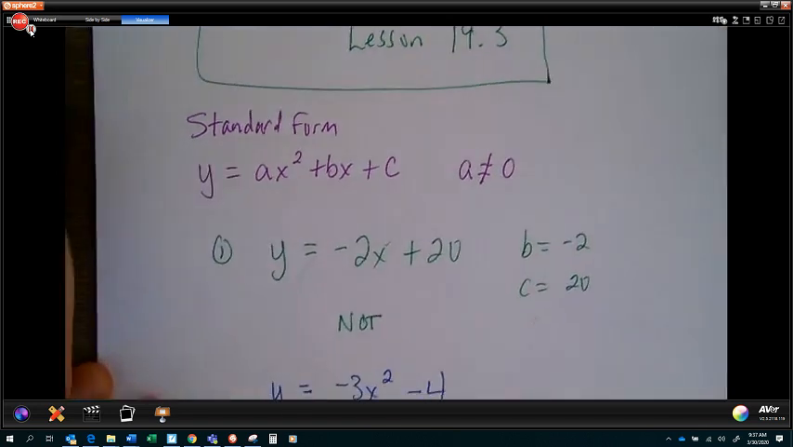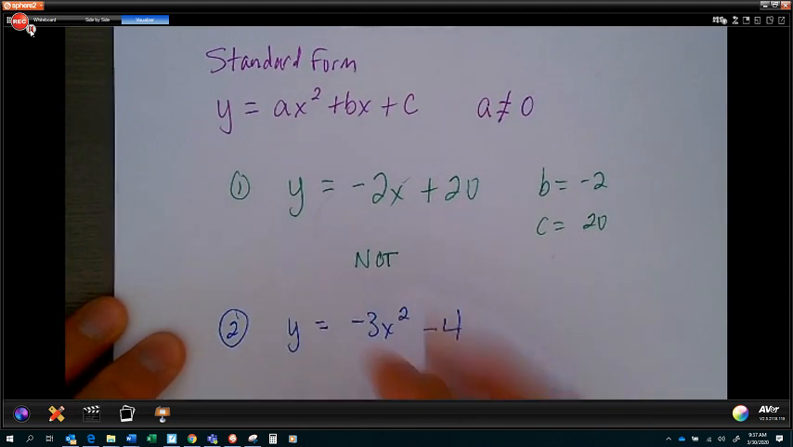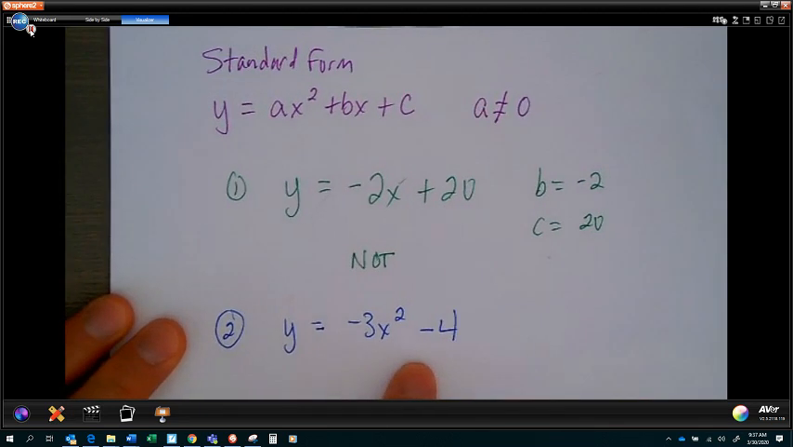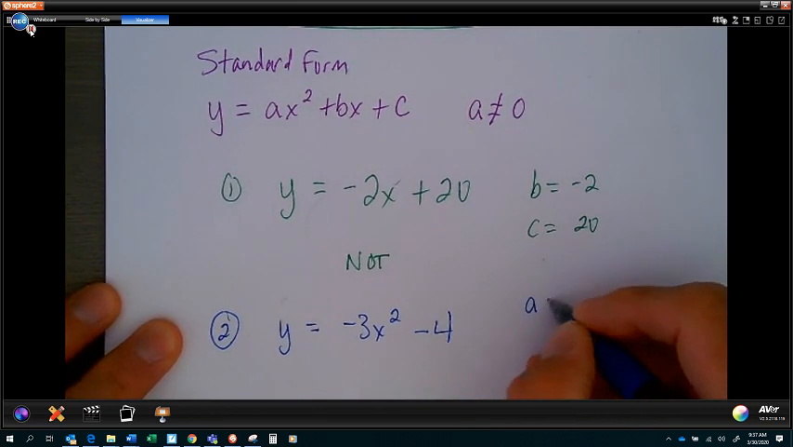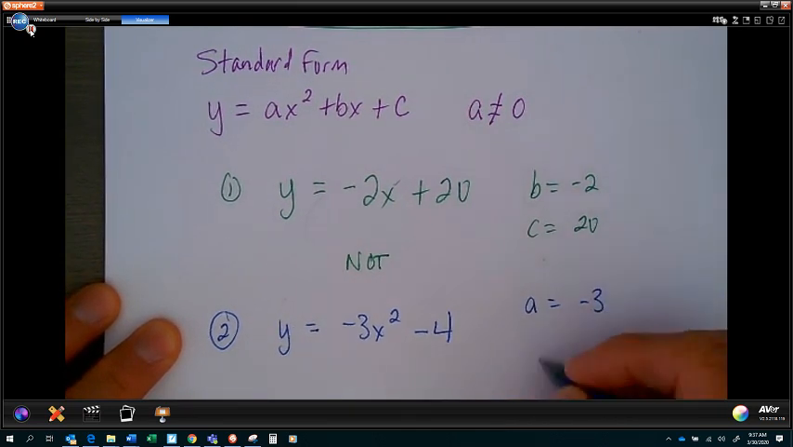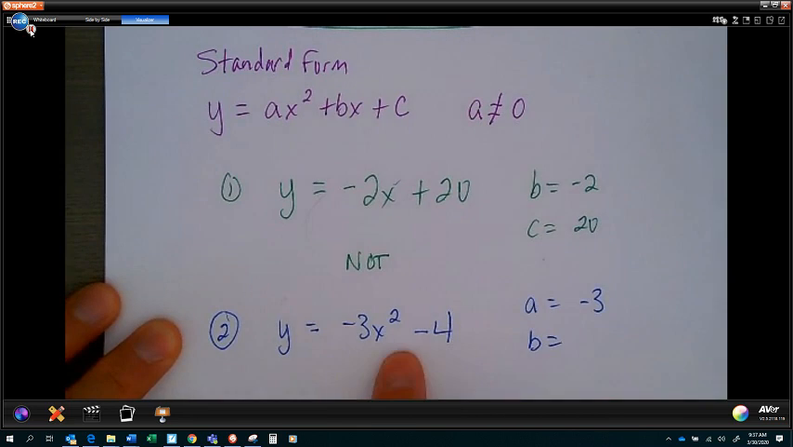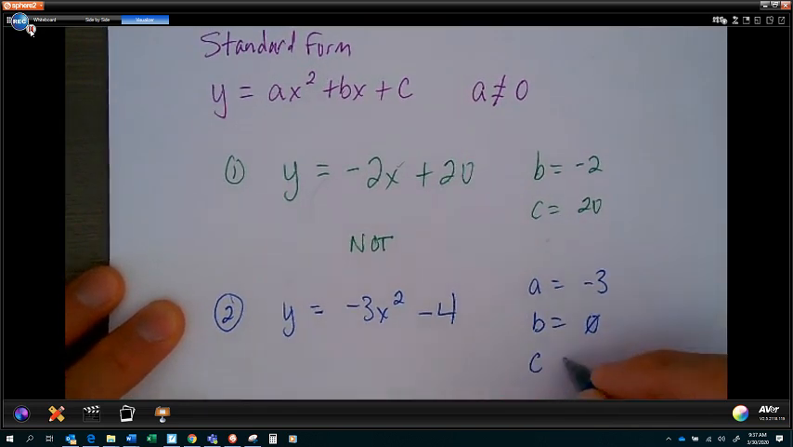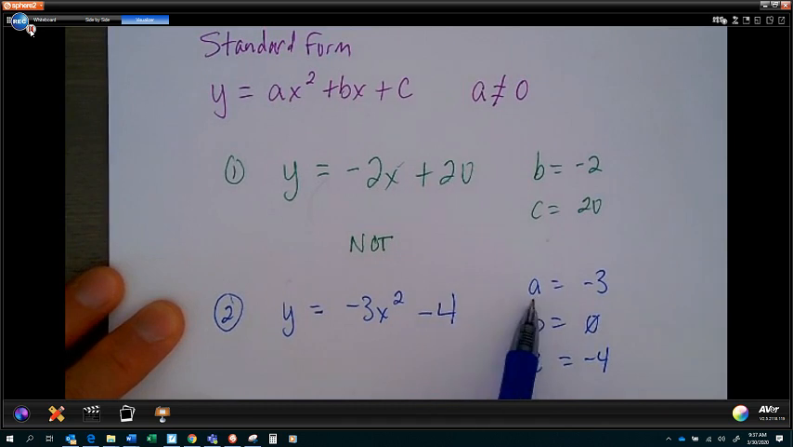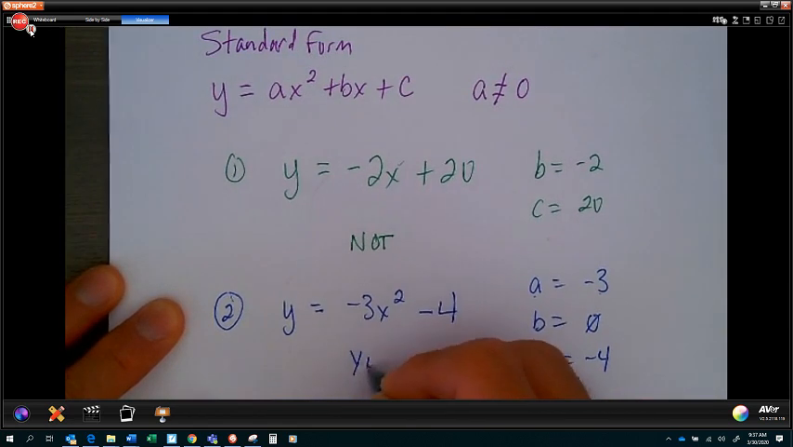Number 2, y equals negative 3x squared minus 4. If we compare it to the standard form, we have our a is equal to a negative 3. Our b, there is no b value. If we had a b, it would be 0, because 0 times x would be 0. So our b value is 0. And our c value is a negative 4. Because our a value is not 0, and we have an x squared in this, this is a quadratic function.